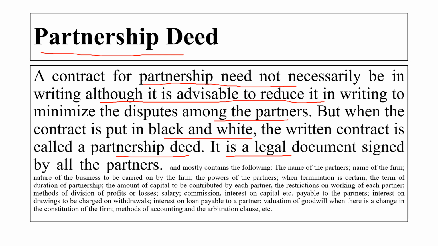Okay, it mostly contains the name of the partners, name of the firm, nature of the business to be carried on by the firm, the powers of the partners, when the termination is certain, the duration of the partnership, the amount of capital to be contributed by each partner, the restriction on the working capital of each partner, the method of division of the profit and the loss, how they are going to share the profit and the loss, how much will be the salary, how much will be the commission, interest payable to the partners, interest on the drawings to be charged on the withdrawal, interest on the loan payable to the partner, valuation of the goodwill when there is a change in the constitution of the firm, the method of accounting, and the arbitration clause. Okay, all these things will be included in the partnership deed.